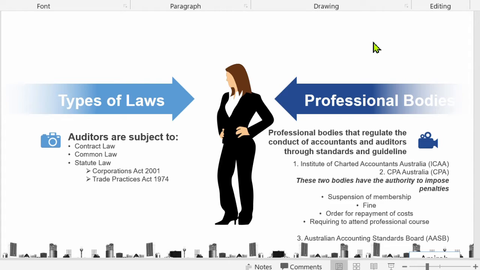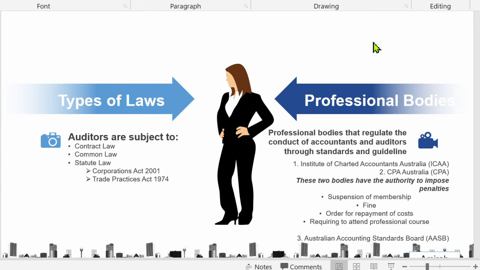And actually, there are a few professional bodies that regulate the code of conduct of the profession of the auditors and accountants in Australia. First is the Institute of Chartered Accountants Australia, ICAA. Second is CPA Australia, CPA. These two bodies have the authority to impose penalties on the auditors or accountants that breach the code of conduct of their professions.